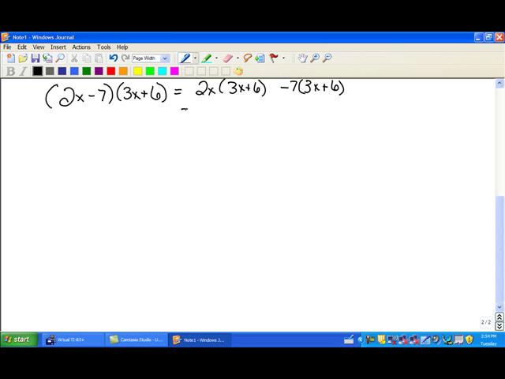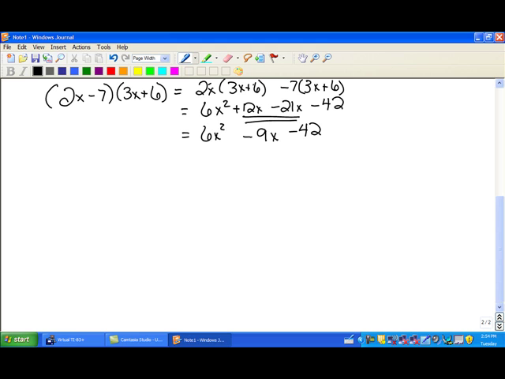At this point, you just have to do the distributive property. 2x times 3x will give us 6x squared. 2x times positive 6 will give us a positive 12x. Negative 7 times 3x will give us a negative 21x. And negative 7 times positive 6 will give us a negative 42. Combining our like terms, a negative 21 and a positive 12 will leave me with a negative 9x. And there's nothing to combine with the 6x squared and the minus 42.